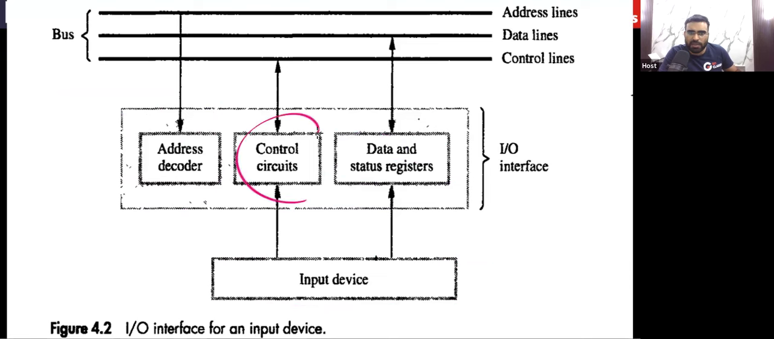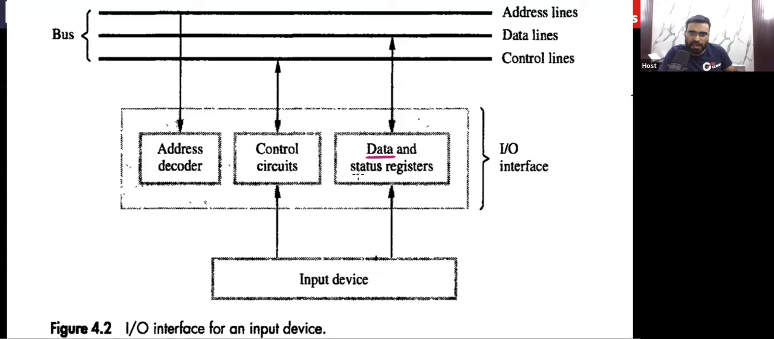Okay. And there is a control circuit also. What will this control circuit do? This is for the control signal. For example, do we want to read the data, do we want to write the data? So this is for the control signal. Anyway, don't worry, most of the time I'm going to use these things.